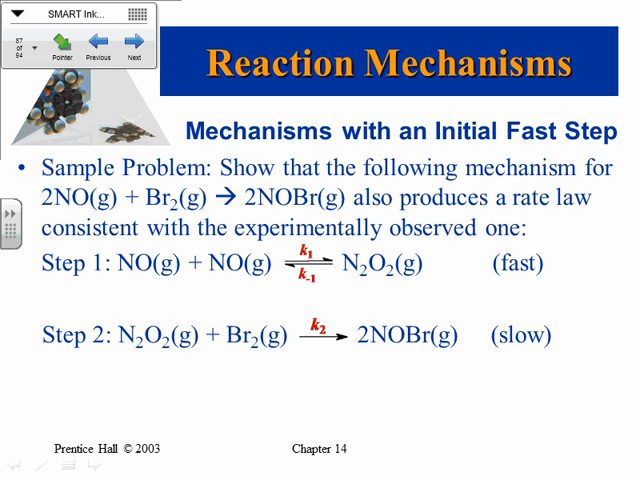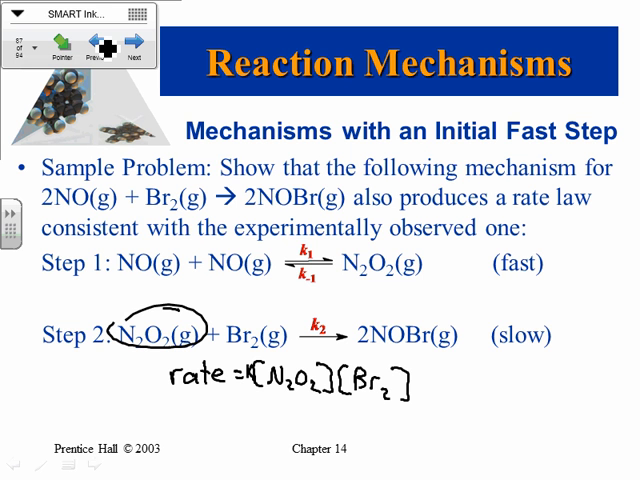What you'd have to do on this one, and I'll just walk you through it very briefly and then we'll end. You've got your N2O2 here. Your rate law for this reaction would be K times N2O2 times Br2, right? But again, N2O2 is an intermediate, it shows up here, goes away here, so it doesn't show up in the overall reaction. So you don't want that in your rate law. So what you have to do is substitute the N2O2. You're going to end up substituting the NOs in for it.